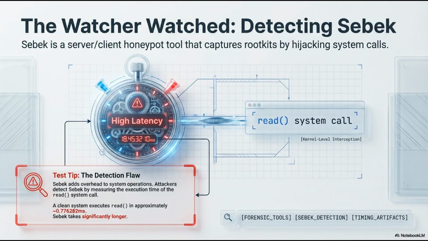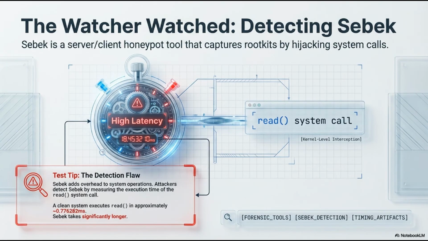Yeah. But the slide says there's a detection flaw. There is. Sebek lives in the kernel, and that adds overhead. Just like with VMware, Sebek slows down specific operations, specifically the read system call. The read command. Yes. On a clean system, a read call executes in about 0.776282 milliseconds. That is suspiciously specific.